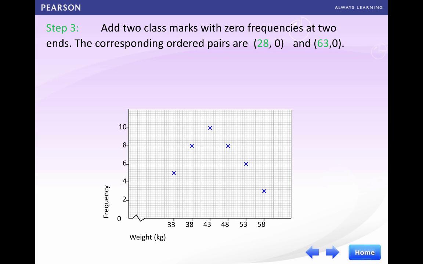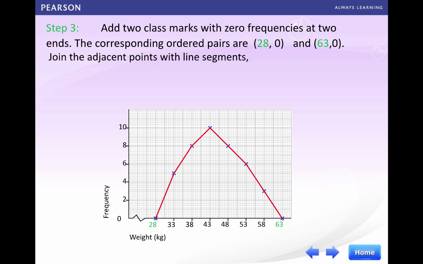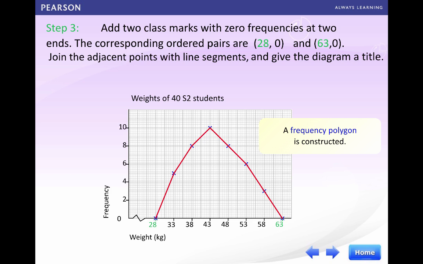After that, you add two class marks with zero frequencies. What does it mean? You need to draw two more class marks, one at the front and one at the back, and then you can join these adjacent points with line segments respectively. And remember, you give this diagram a title. So this is a frequency polygon.